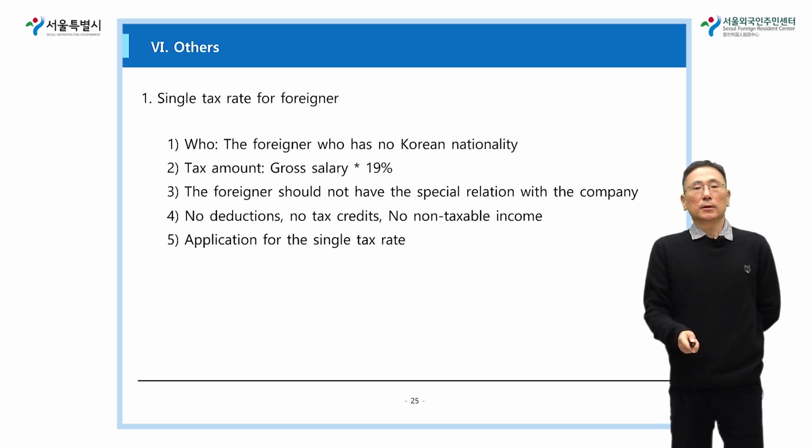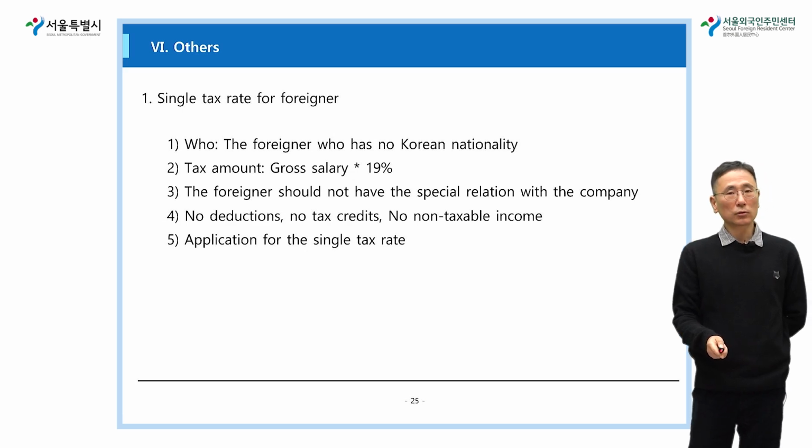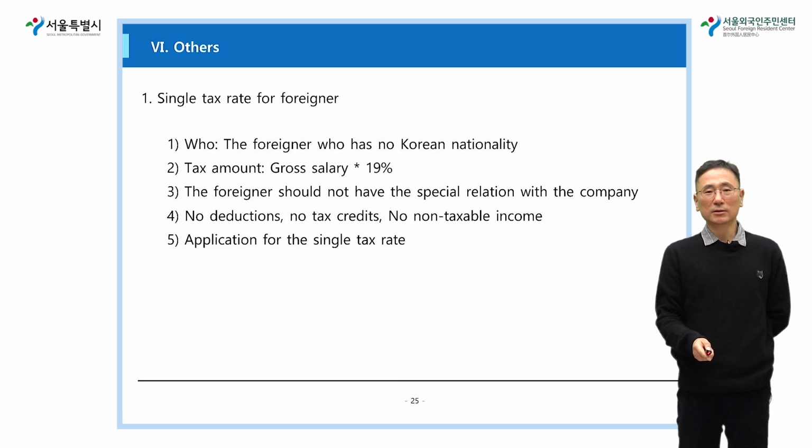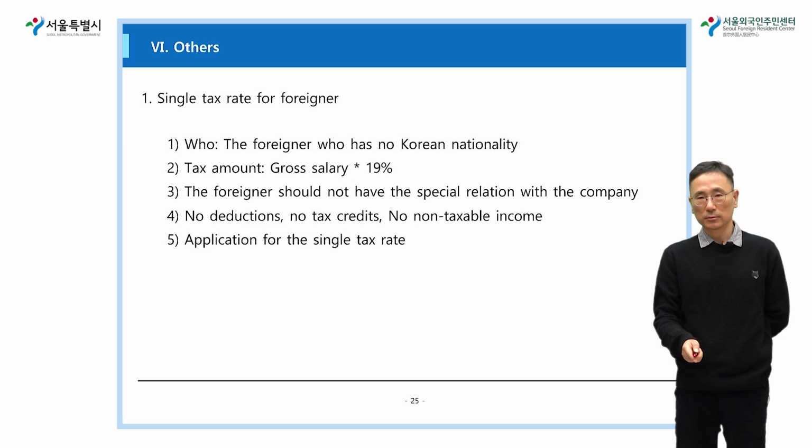Okay? So if you apply this single tax rate, 19%, no deductions at all. We talked about many deductions and many tax credits here, right? But if you apply the 19% single tax rate, then you cannot apply deductions or tax credits at all. Or non-taxable income should be included in this gross salary. Okay? So you may choose the 19% single tax rate or the regular tax table.